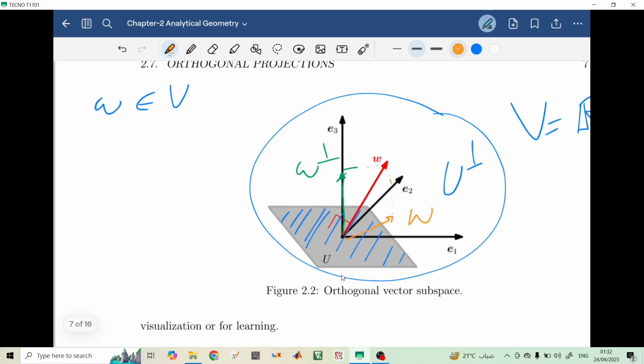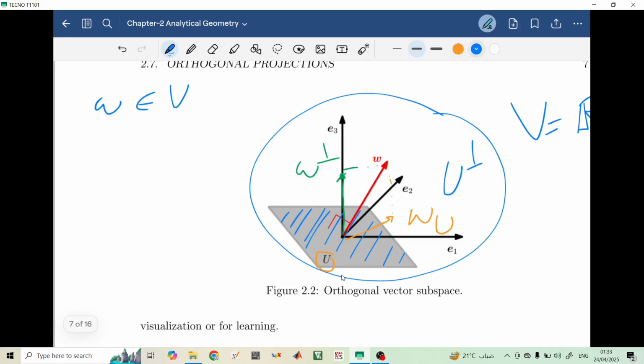So this would be W, let's say, W_U, okay, and this is W perpendicular, right? So this is U. So this belongs to U. Okay, this is U. So now W is decomposed into two components. One belongs to the vector or subspace U, and the rest of W belongs to its complement.